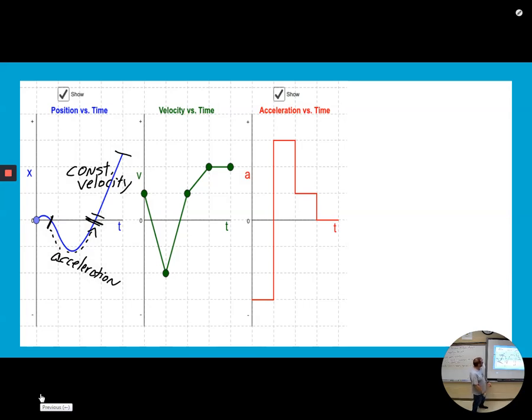Switching our focus over to a velocity versus time graph. You see the places where this is curvy? On the position time graph, those are the same places where it's straight lines on the velocity versus time graph. If you've got a straight line on a velocity time graph, like this chunk right here, this doesn't mean you've got a constant velocity, it means that you have constant acceleration.